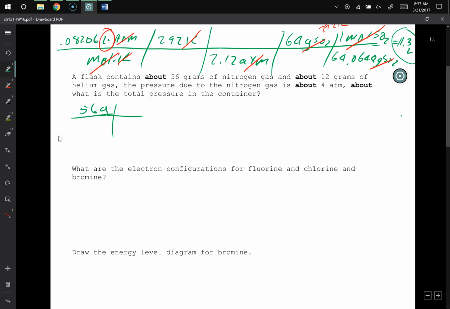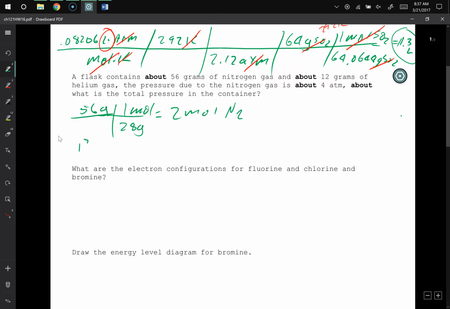Why do I know to divide by 28? What's pressure due to? Gas pressure is due to what? Number of particles. That's it. If I've got two gases in the same container, the only thing that matters about how much pressure they exert is how many of those particles there are. So I've got about 56 grams, and the molar mass of N2 is about 28. So if I divide the 56 by 28, I get about 2 moles of N2.